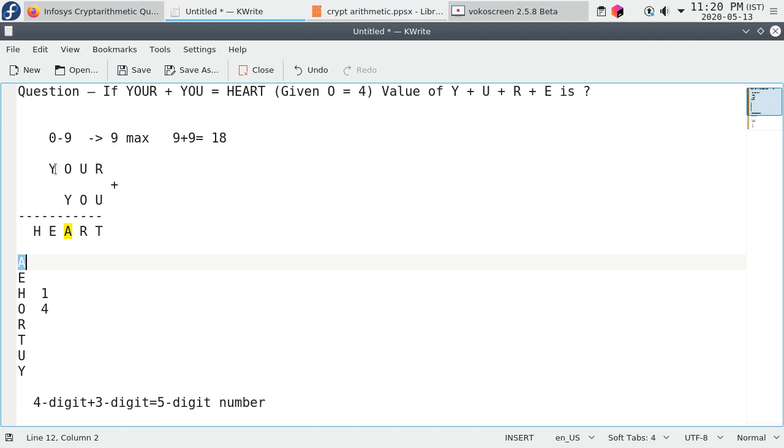Here we have four unique letters, and those letters are repeated in HEART. R is repeated, so we have 8 distinct letters only. The numbers are from 0 to 9, that means 10 numbers are there. Four digits plus three digits gives a five-digit output. H is going to be 1, O is already given, and we need to find the value of Y.